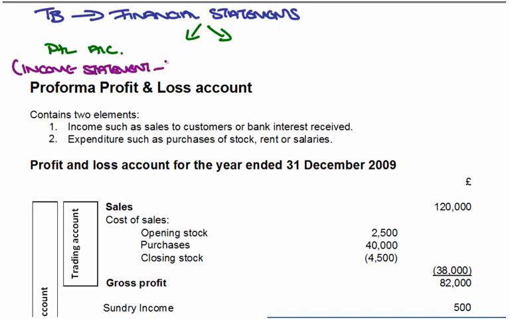If you do hear it called the income statement, that's under IFRS, International Financial Reporting Standards. Profit and loss account is still the term we use under UK GAAP. The other financial statement you need to be aware of is the balance sheet. And again, that has a name under IFRS. Slightly different, it's called the Statement of Financial Position.